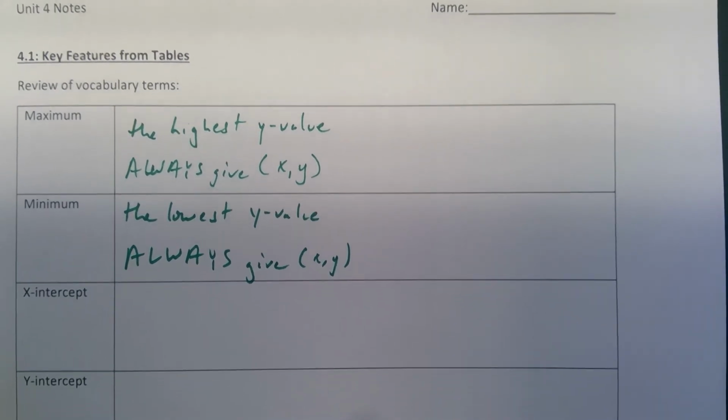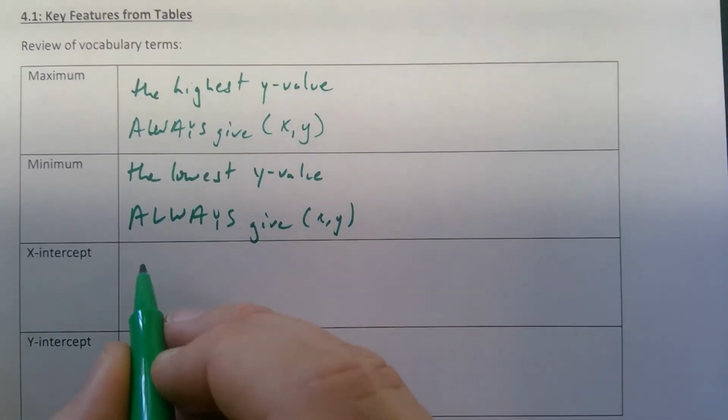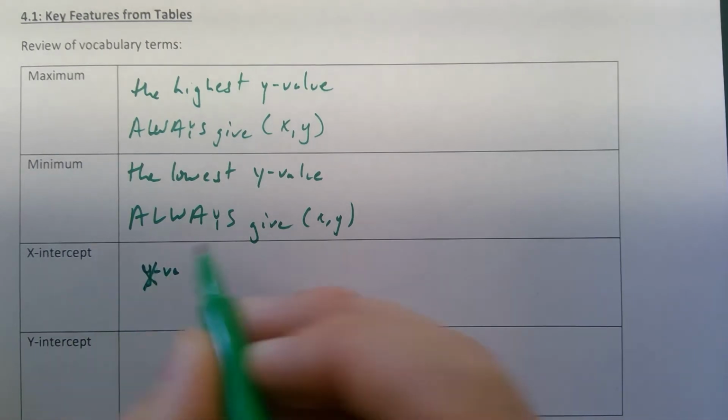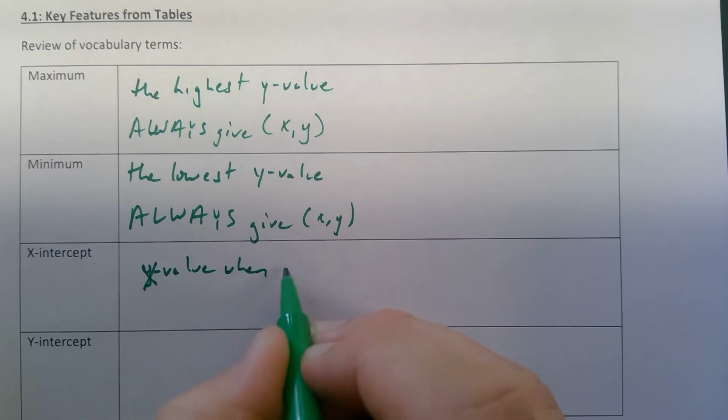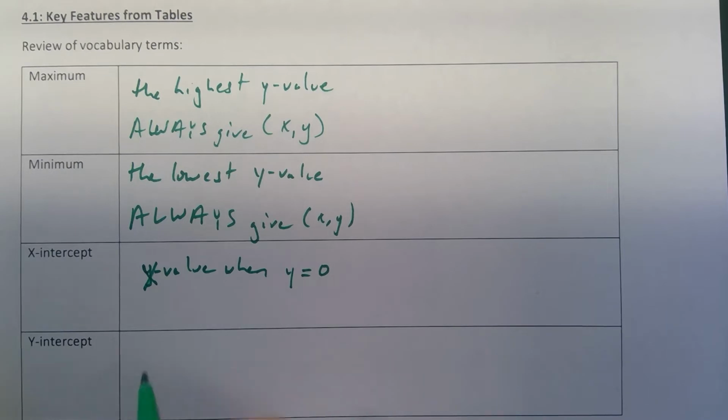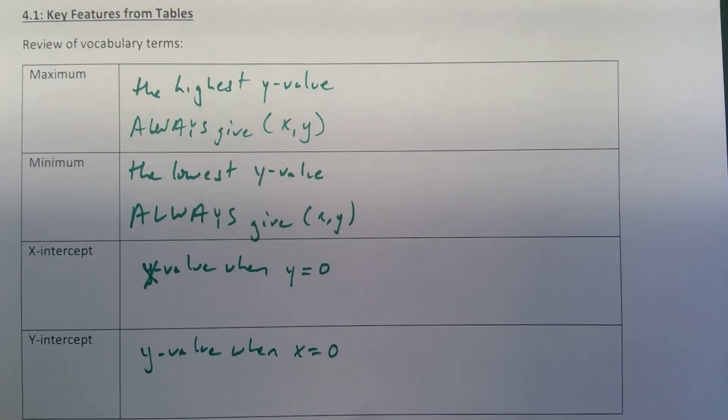Our x-intercept is the x value when y equals 0 in our table. And then our y-intercept is the y value when x equals 0. We're probably more used to seeing x-intercepts and y-intercepts on graphs, and we'll look at those later this week on Wednesday and Thursday. But just in a table, x-intercept, when is y equals 0? Y-intercept, when does x equal 0?